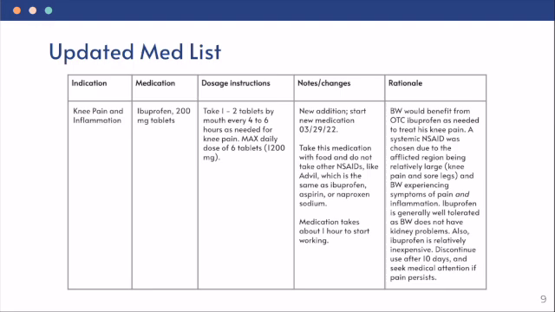On slide 9, we have BW's updated medication list. For the indication of knee pain and inflammation, we have ibuprofen 200 milligram tablets. BW will take 1 to 2 tablets by mouth every 4 to 6 hours as needed for his knee pain, with a max daily dose of 6 tablets or 1,200 milligrams. This is a new addition, so we're going to start this medication on 3/29 of 2022. And this is one to be taken with food. And this is the updated med list. There are also additional interventions that would include some of the non-pharmacological therapies we listed earlier, PRICE, and the prevention of additional injury.